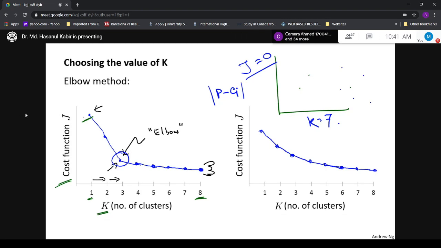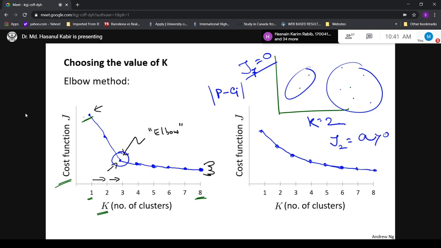But do you think it's a good choice to pick k equal to 7? No. Maybe if k was equal to 2, that's a good choice, because here you have one cluster and here you have another cluster, right? So J7 means if I take 7 clusters, and J2, of course the J2 value will be higher, some value that is greater than 0. If you consider only the value of J, you will say that 7 clusters is better than 2. But basically, which one is better? 2. Okay.